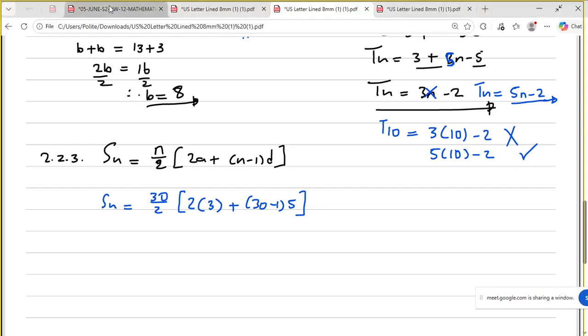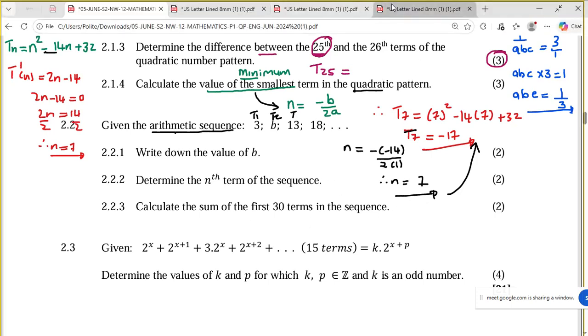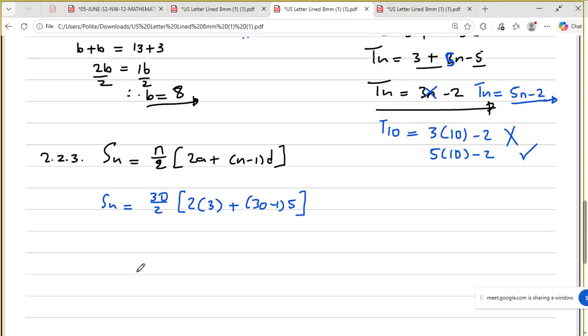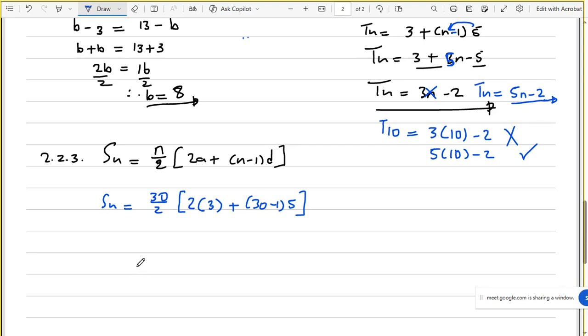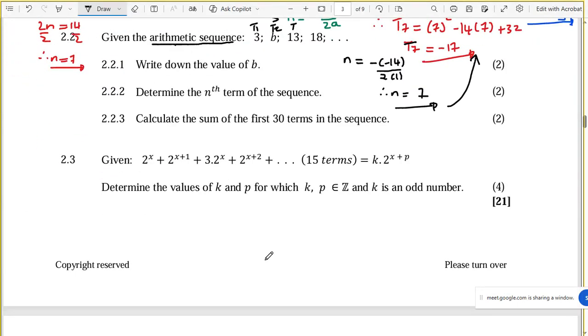The question says, calculate the sum of the first 30 terms in the sequence. What do you guys get when you put that on the calculator? 2,265. Thank you very much. 2,265, that's the sum. Right, and then we move to the next question, guys. We are moving, and please make sure that you move with us.